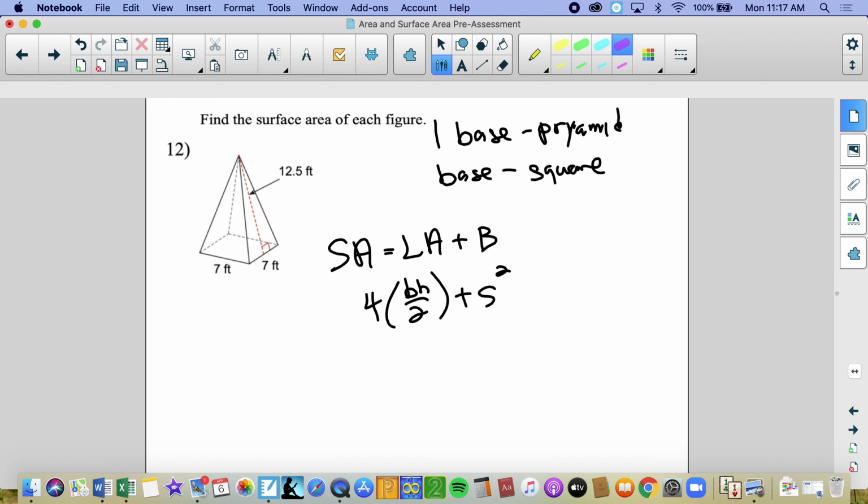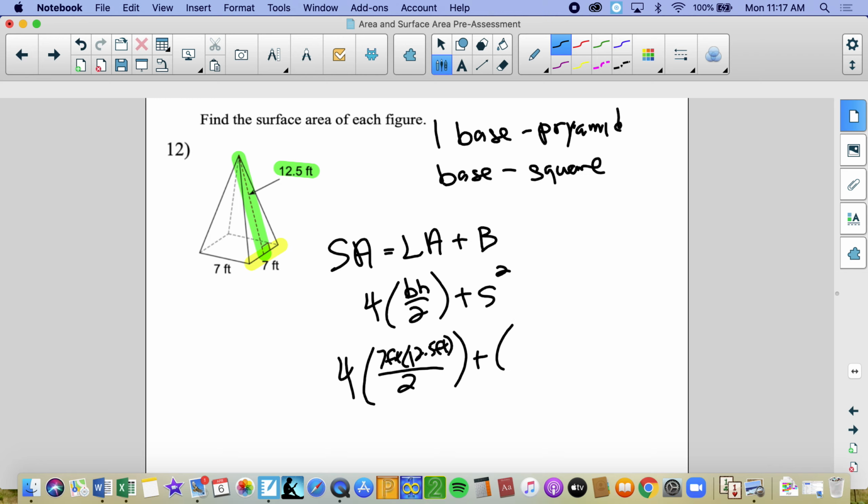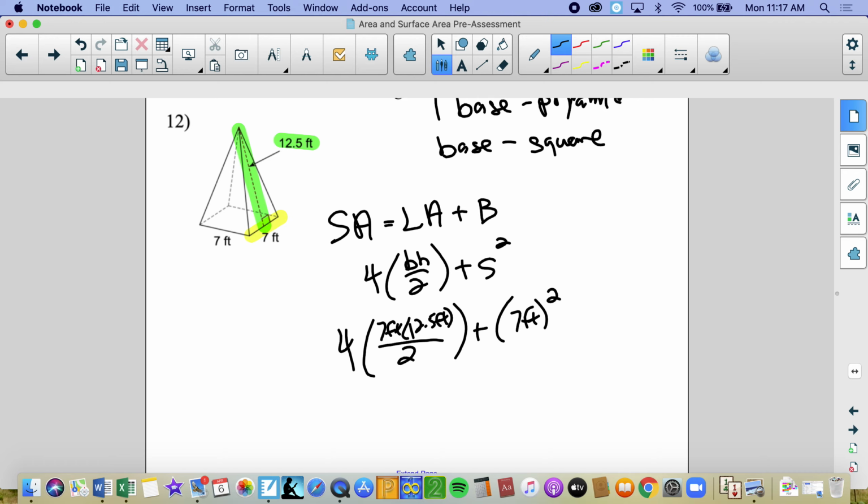So that's where my base and height come in. The base of that triangle is going to be 7 feet. And the height is also called the slant height. The slant height is on the outer face. So my base of that lateral area is going to be 7 feet. The height is going to be 12.5 feet. And then divide by 2 because that shape is a triangle. Plus, now we're talking about the base. And that base is a square. So the area for a square is s squared. One of the sides is 7 feet, quantity squared. Now let's start simplifying.